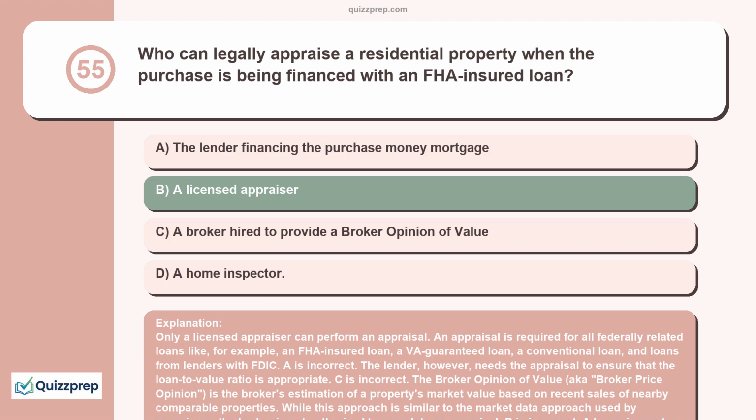A is incorrect. The lender, however, needs the appraisal to ensure that the loan-to-value ratio is appropriate. C is incorrect. The broker opinion of value, aka broker price opinion, is the broker's estimation of a property's market value based on recent sales of nearby comparable properties. While this approach is similar to the market data approach used by appraisers, the broker is not authorized to complete an appraisal. D is incorrect. A home inspector does not appraise a property, but reports on the condition of its major systems and components, for example electrical, plumbing, foundation, walls, insulation, heating, air conditioning, etc.